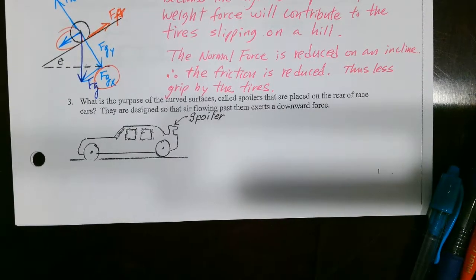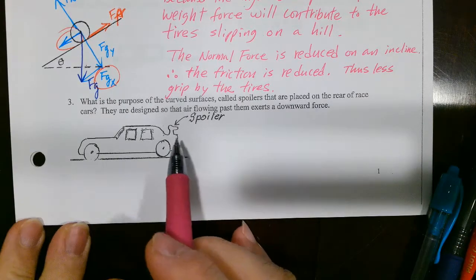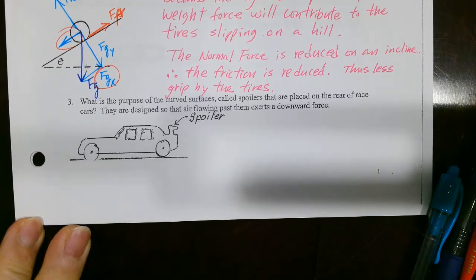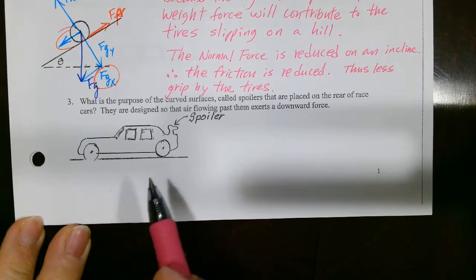Let's take a look at number 3 now. What is the purpose of the curved surfaces called spoilers that are placed on the rear of race cars? Are they designed so the air flows past them, exerting downward force? Spoilers are not only for cool looks, actually. Spoilers do have a mechanical function on these sports cars.